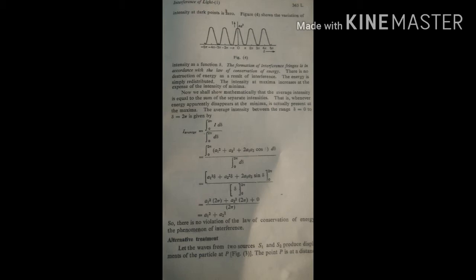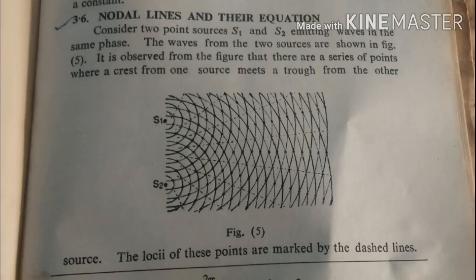Now, next is nodal lines and their equation. Consider two point sources S1 and S2 emitting waves in the same phase. The waves from the two sources are shown in the figure. It is observed from the figure that there are a series of points where the crest from one source meets a trough from the other source. The loci of these points are marked by the dashed lines.